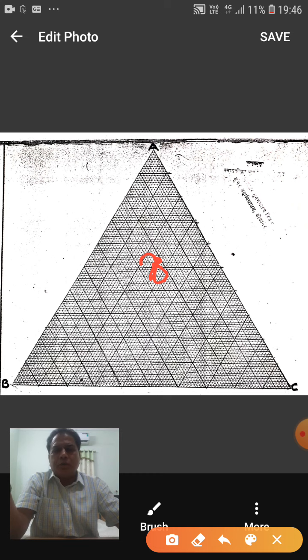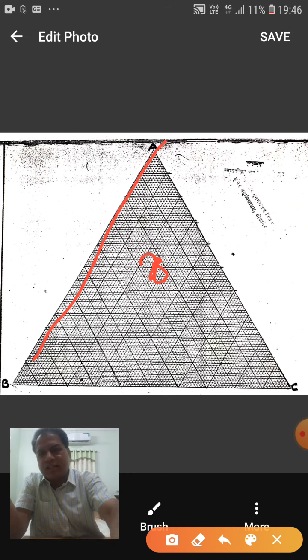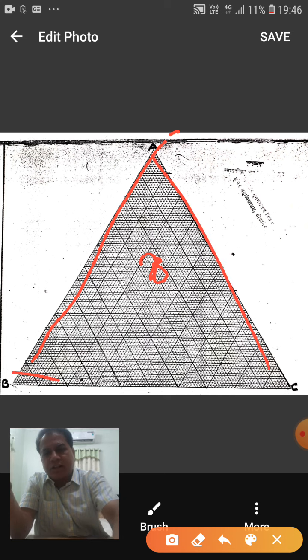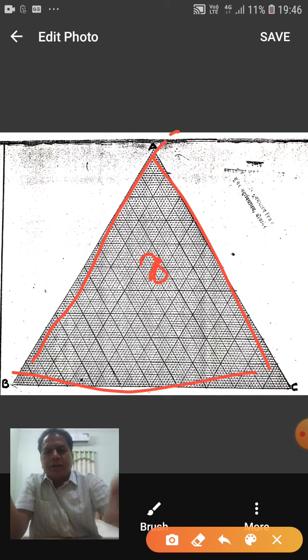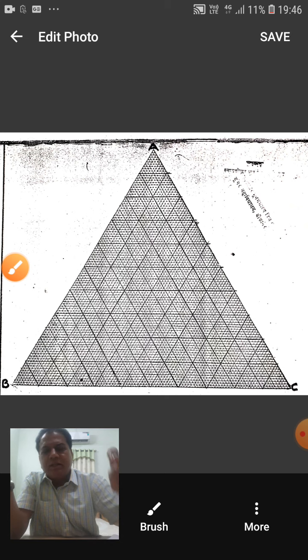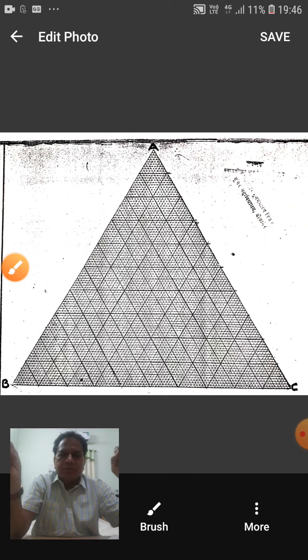Third will be 0. So the sides of the triangle represent two components. But any point inside the triangle represents the composition of three variables. So this is how we can mark the three.